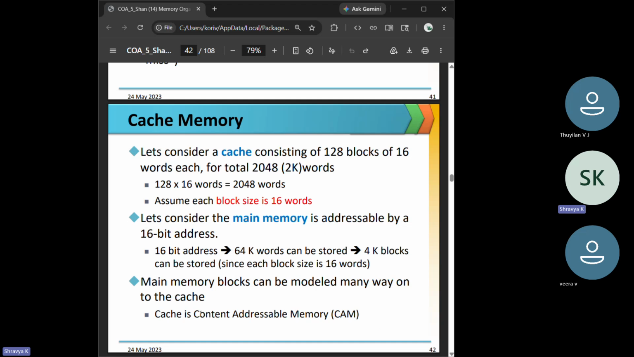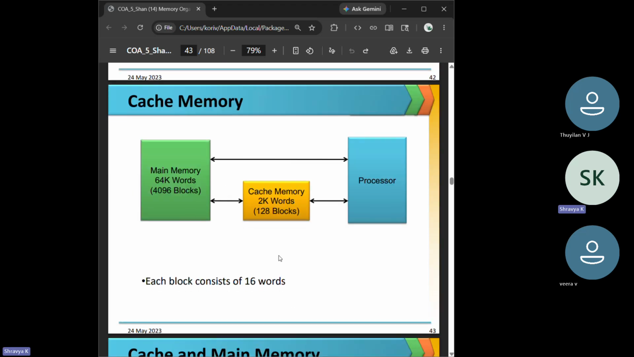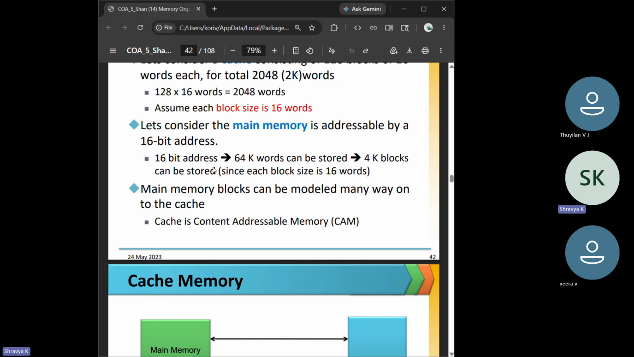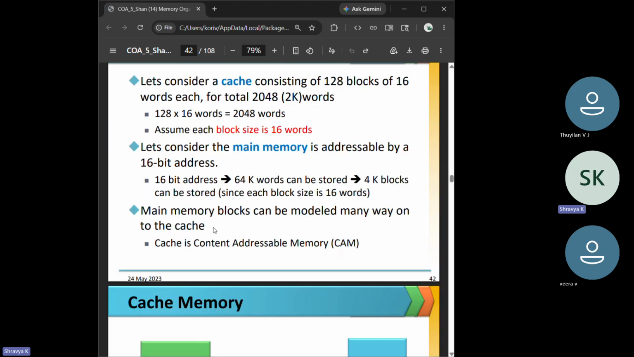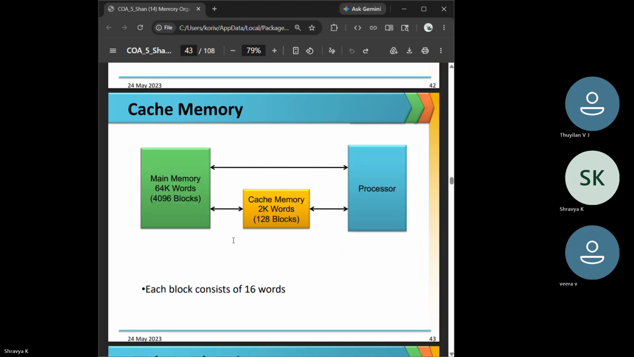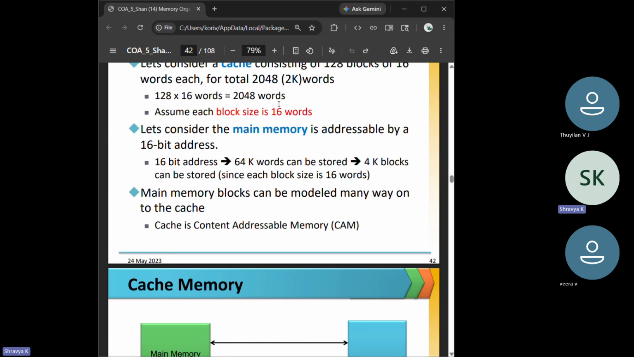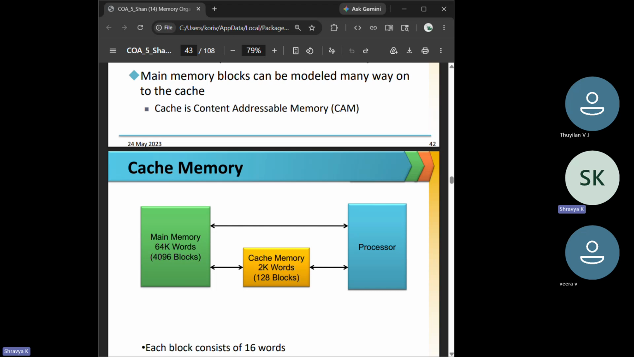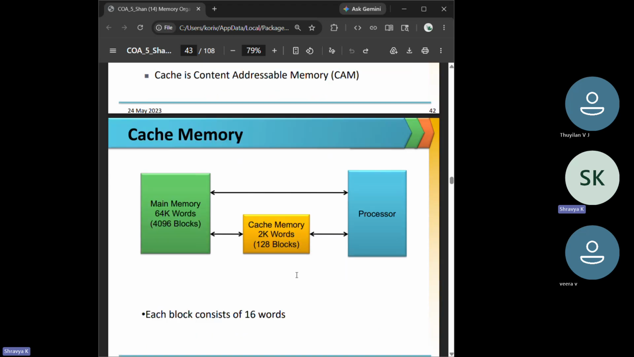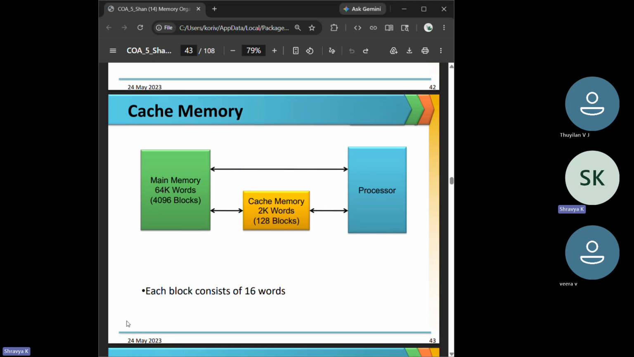So that is why it's called content addressable memory, right? If you look over here, this is just the blocks that we were talking about before. If the main memory has 64K words, and each block has 16 words, the main memory will have 4096 blocks. And similarly, if you do the same calculation, you will find the number of blocks in the cache, keeping in mind that each block has 16 words.